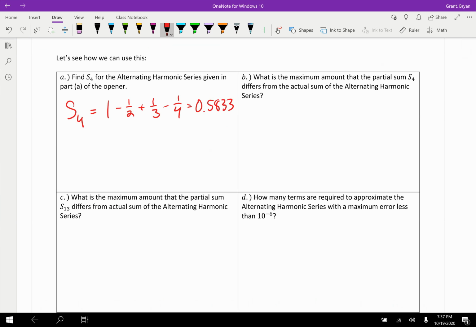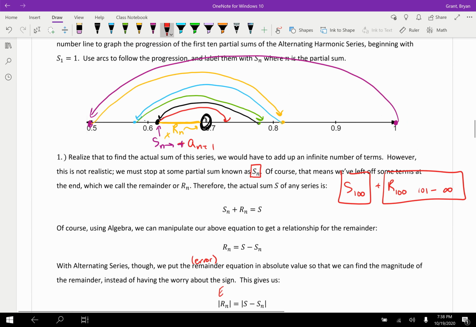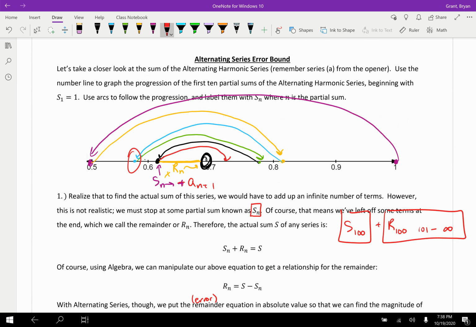Cool. Well, what's the maximum amount that the partial sum S sub 4 differs from the actual sum of the alternating harmonic series? Now, it's not saying find the actual sum. It is possible to find the actual sum. But it says what's the maximum amount that it differs? So how close is 0.5833? Looking at my graph up here, here is 0.5833. How close is that to the sum? Well, I actually don't know. But I know the most that I can be wrong by. The most that it could absolutely be is the next term.